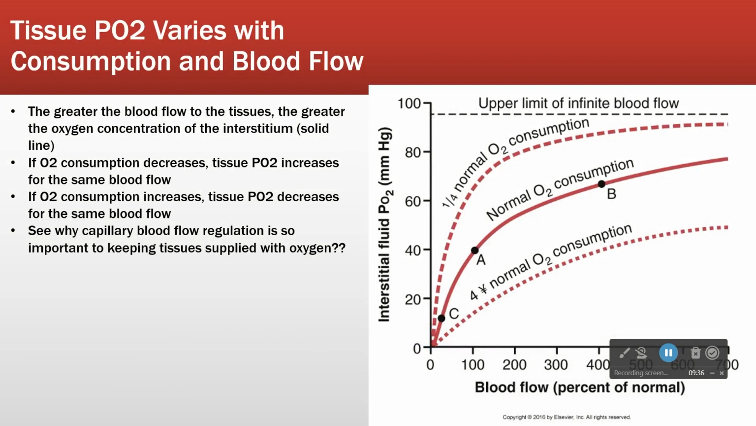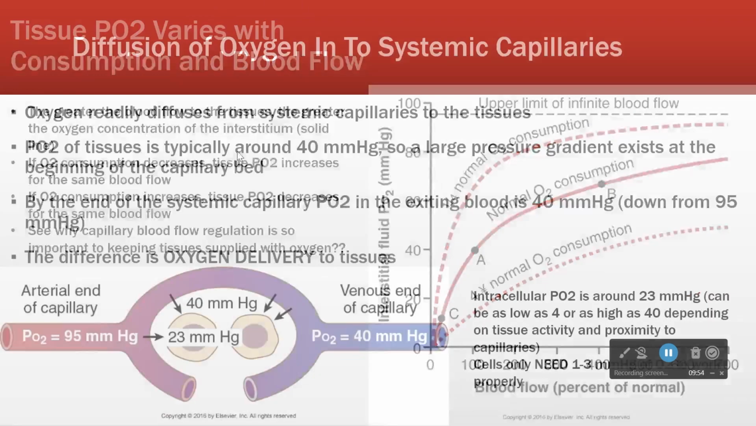Now we know that oxygen concentration is going to vary as cell activity varies. A busy tissue is going to consume oxygen faster. So that's essentially what this little graph is showing you.